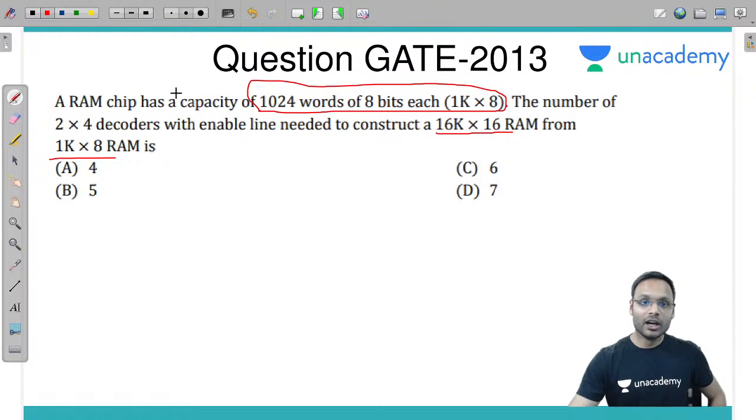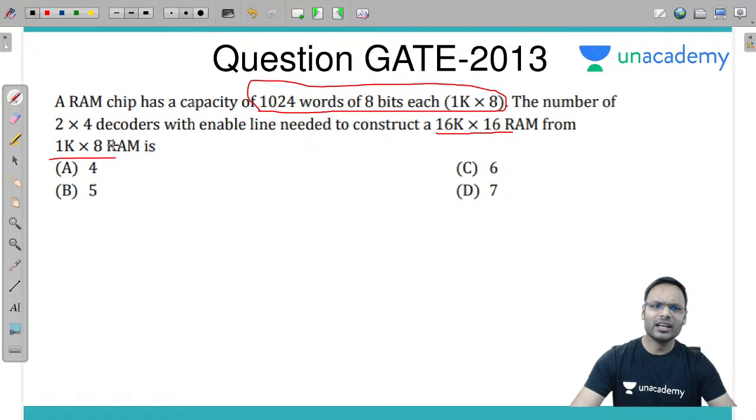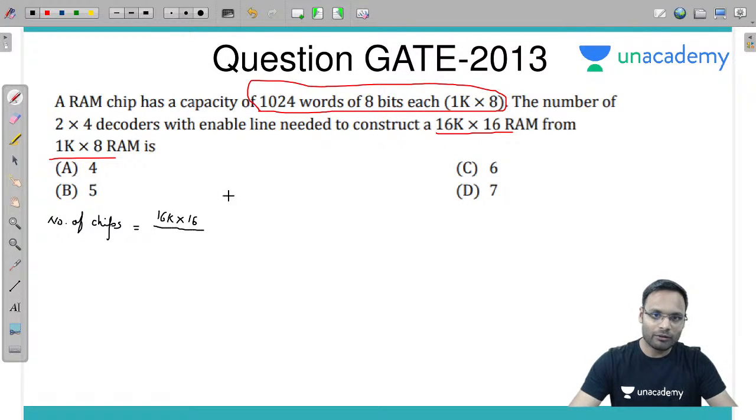Let's try to understand what the arrangement of the chips will be, and what will be the size of the decoder needed. Based on that size, we will go for the answer. First of all, number of chips. Let's calculate the number of chips required. Number of chips required is equal to 16K cross 16 divided by one chip capacity 1K cross 8. Total capacity divided by one chip capacity gives you 16 into 2, 32 chips.